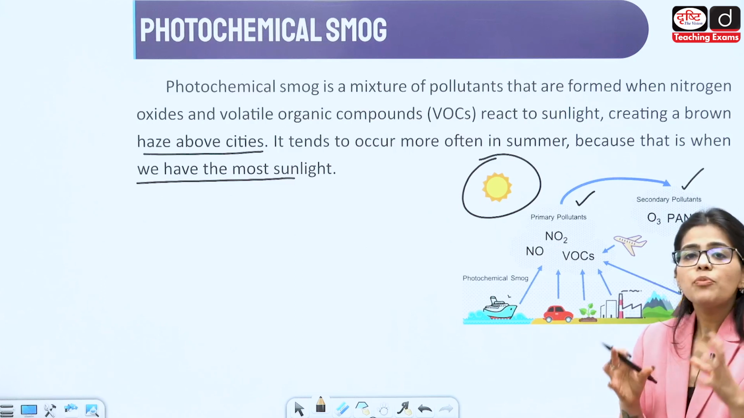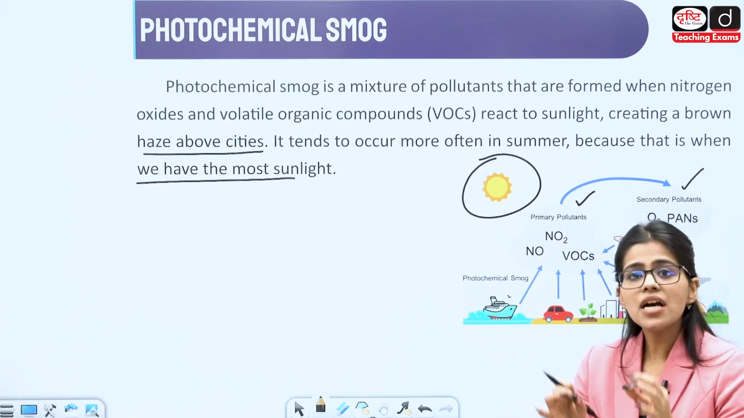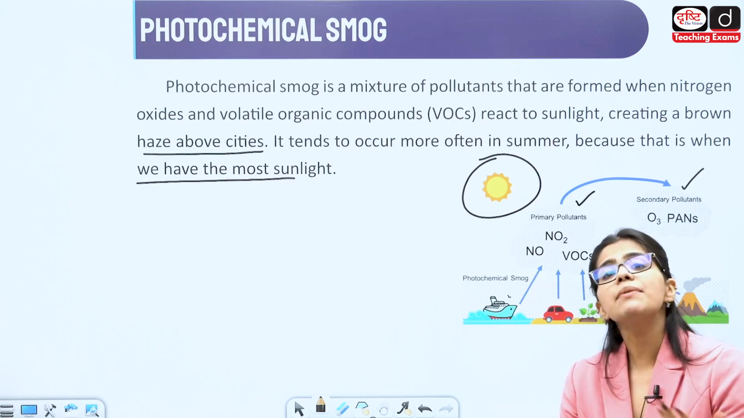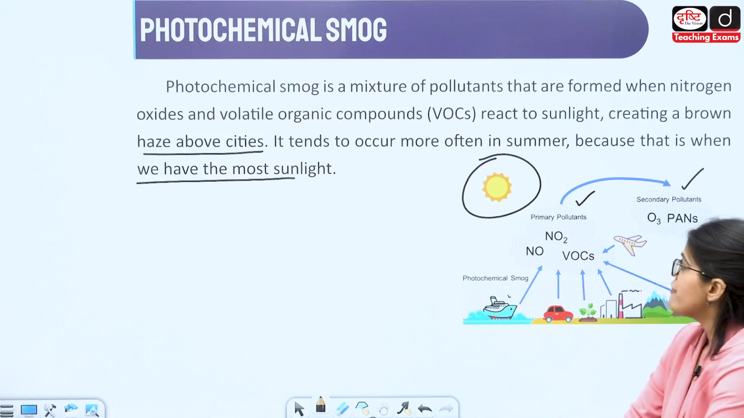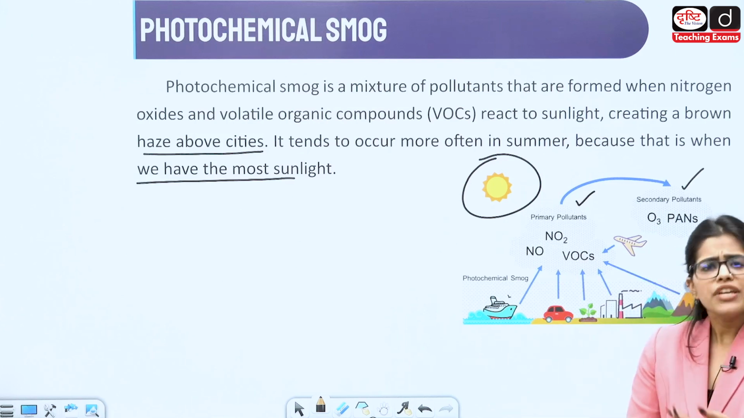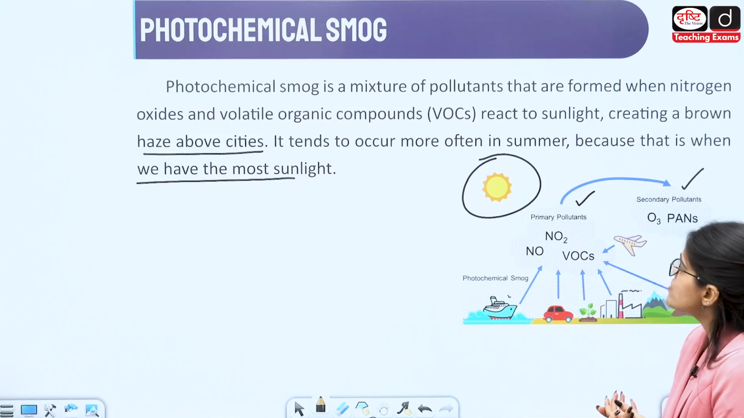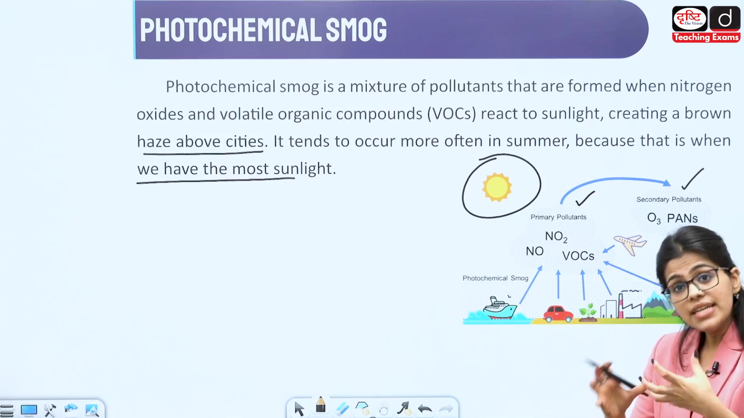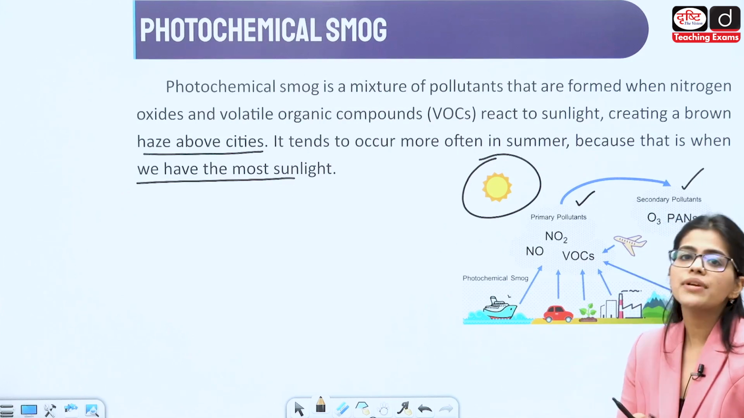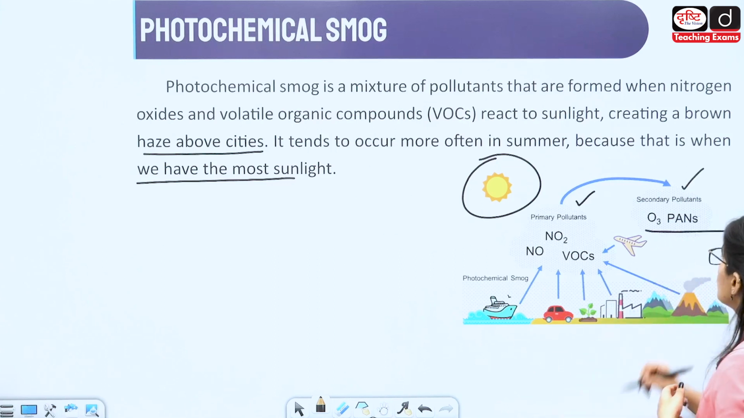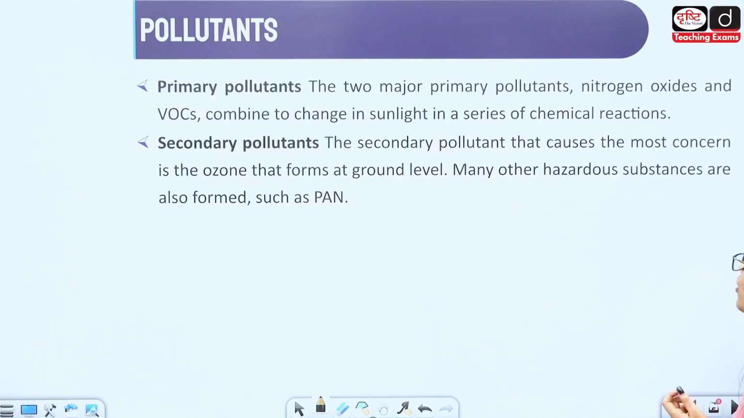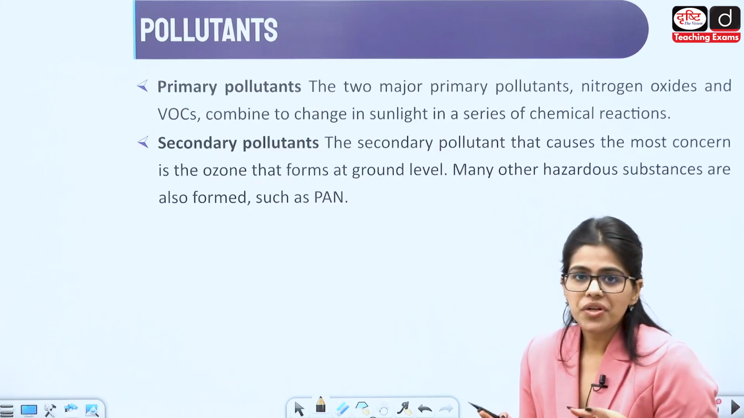Primary pollutants are the pollutants that affect the air quality. They are directly emitted in the atmosphere, in the environment that we have. So it can be NO2, NO, VOCs, the volatile organic compounds. While when these compounds merge together, they make the secondary pollutants like O3, ozone, and PAN, right? Let us go forward and read about these pollutants.